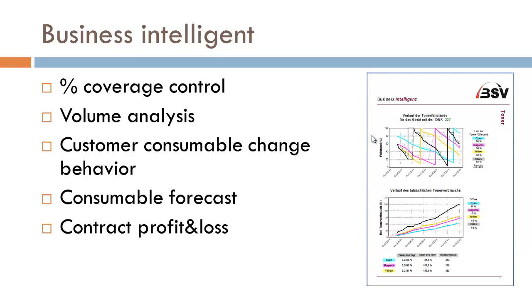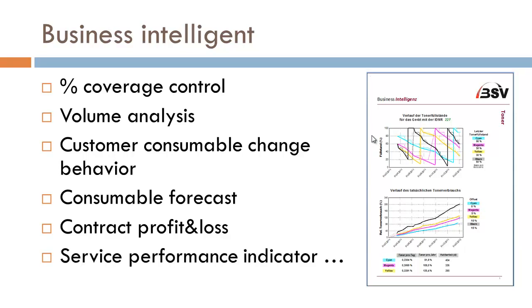Contract profit and loss is a big thing, and one of the major points in business intelligence, and this should not be only on contract; this can be on customer, on model, or on a single device. So we have a lot of areas here, and we also have a lot of service performance indicators about service level agreements, about service costs of spare parts, labor, work time, traveling time, all this.